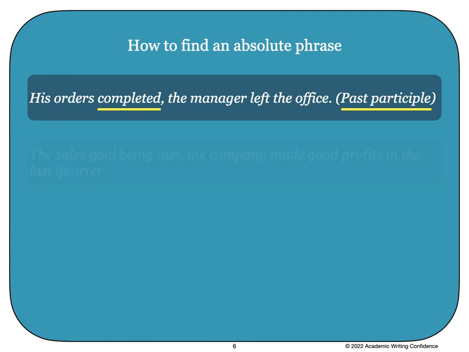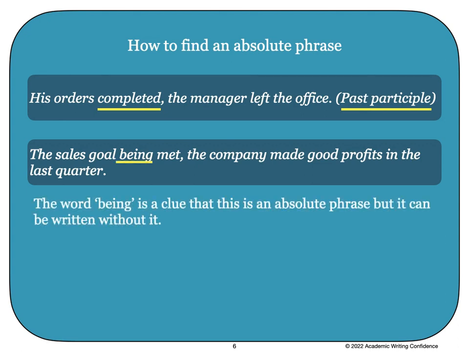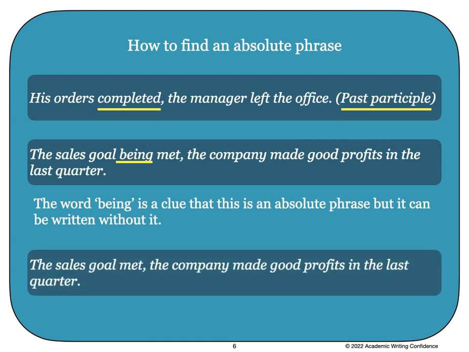Let's look at another sentence. The goals being met, the company made good profits in the last quarter. The word being is a clue that this is an absolute phrase, but it can be written without it, like this. The sales goal met, the company made good profits in the last quarter.